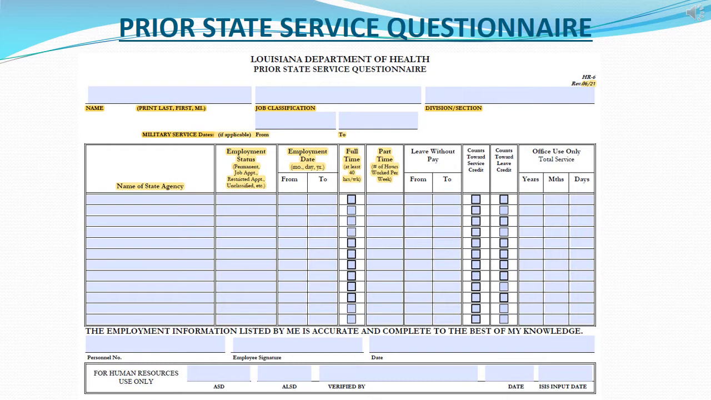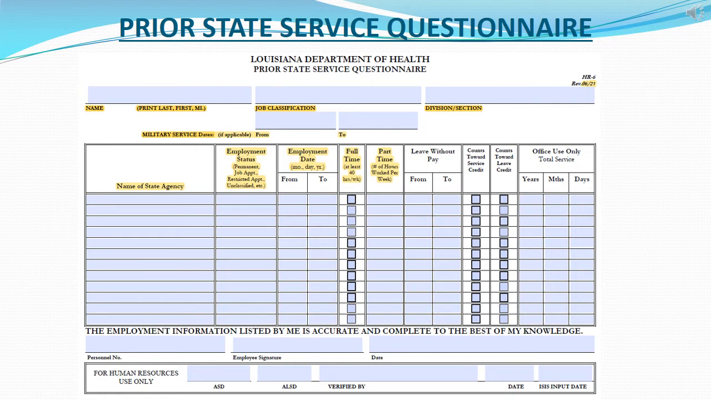The questionnaire must be completed even if you do not have any prior Louisiana state service. If that applies to you, just place your name at the top, and sign and date at the bottom of the form. Everyone else will need to print year, last name, first name, and middle initial. For job classification, print the title of the job you are being hired into. Division/section will be LDH/ your specific agency. For example, one of the following: OPH, OBH, MBA, OAAS, OCDD, DD Council, LEARN, or OS.